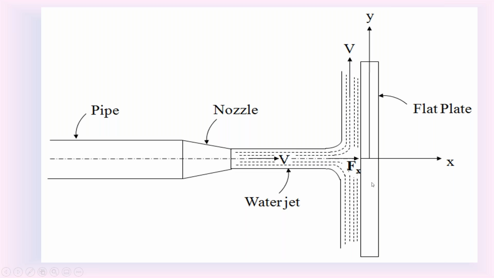This plate is stationary, in rest condition. The plate is vertical. The flat plate is vertical, perpendicular to the direction of the water jet. The water jet is horizontal. The metal plate is a flat metal plate, vertical in the rest condition.